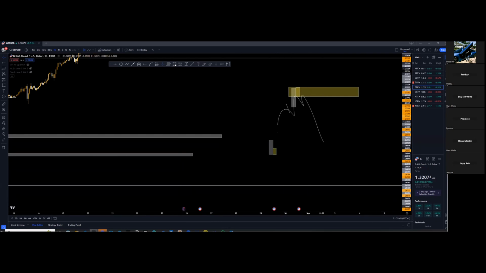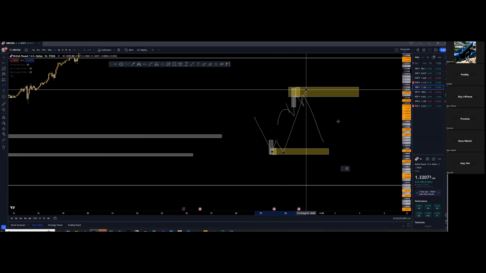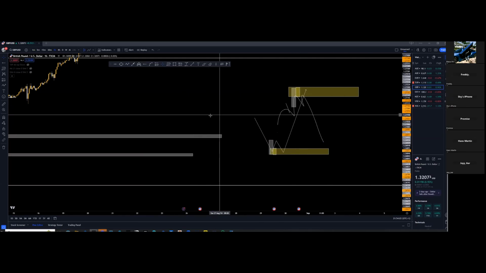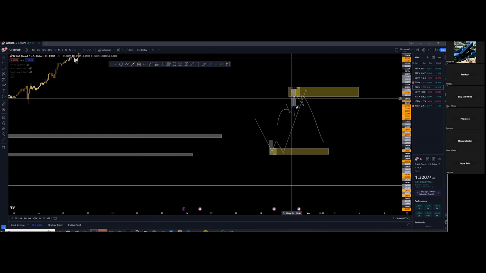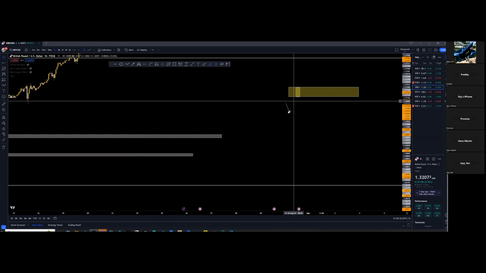And this one is going to be a demand. So vice versa as well. Those type of things. So that's how you use the inside bar pattern to draw your demand and supply zones. Let's go on the chart and see if we can find any right now.